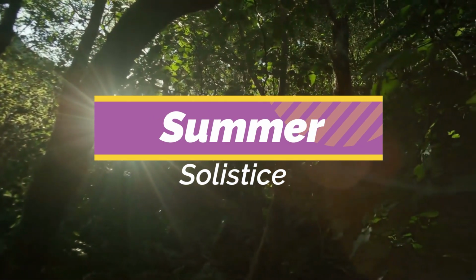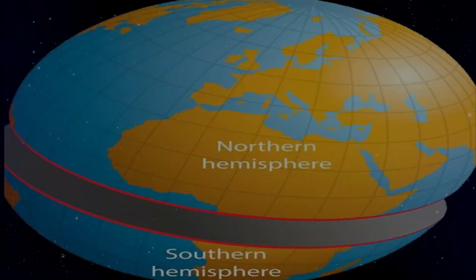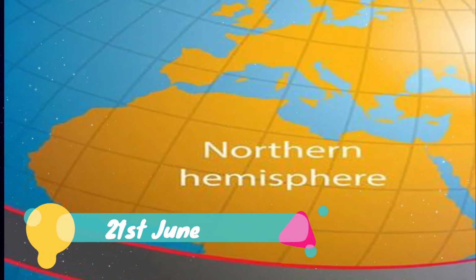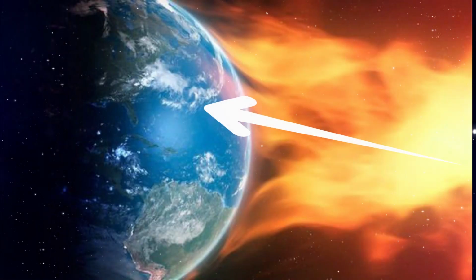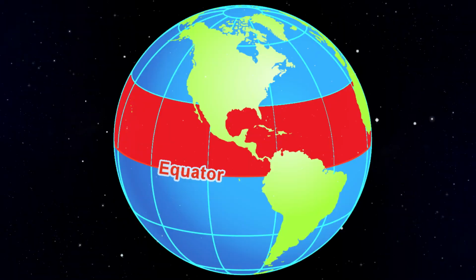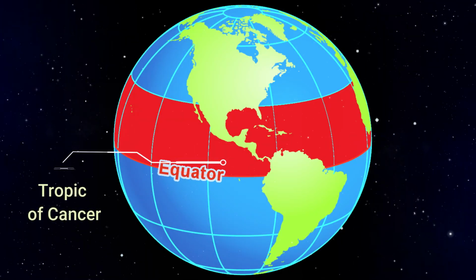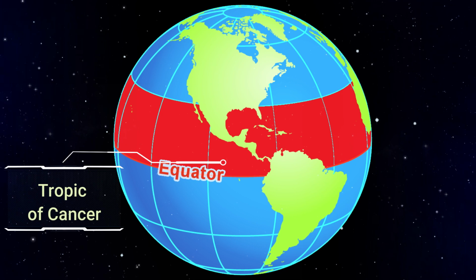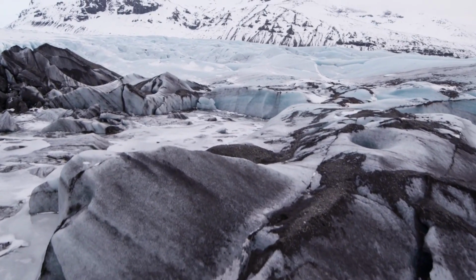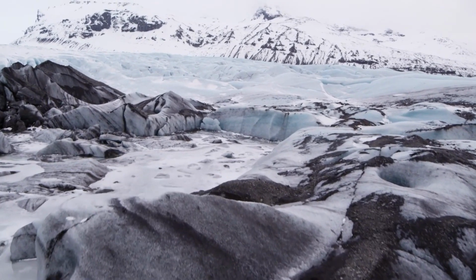What is the summer solstice? The northern hemisphere tilts towards the Sun on 21st June. The rays of the Sun fall directly on the Tropic of Cancer. As a result, these areas receive more heat. The areas near the poles receive less heat as the rays of the Sun are slanting.